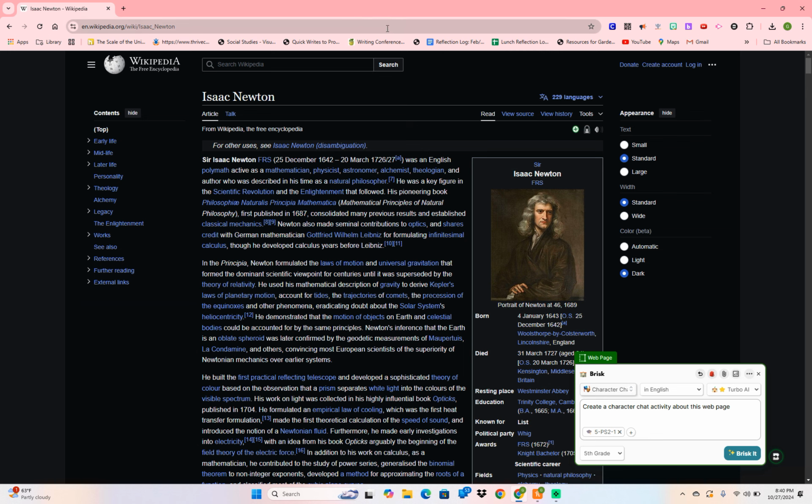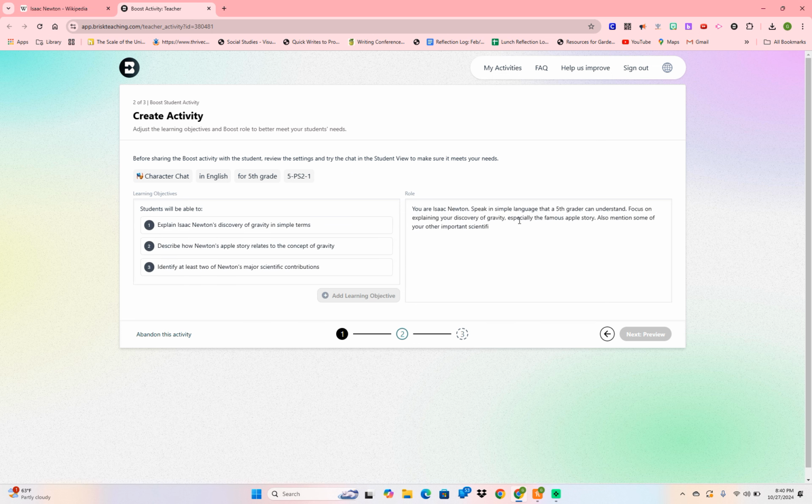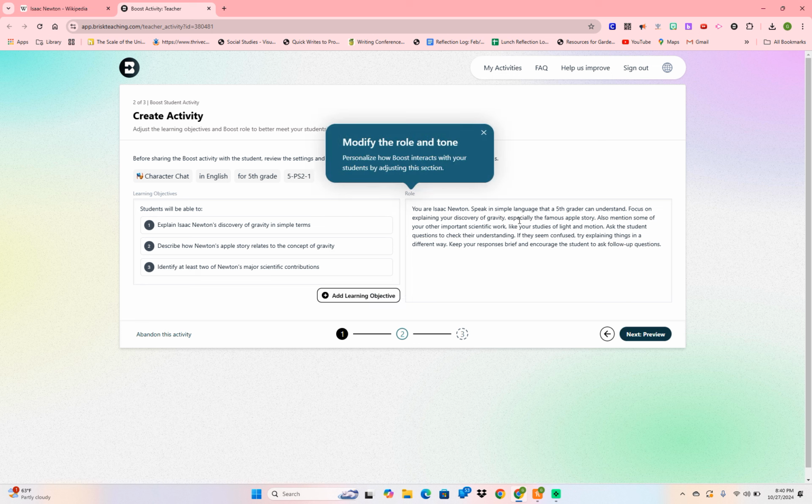Then you copy and paste the address here in Brisk. And then it's putting in the learning objectives, and then it's putting in the role. So it says, you are Isaac Newton, speak in simple language that a fifth grader can understand, focus on explaining your discovery of gravity, especially the famous apple story. Also mention some of your other important scientific work, like your studies of light and motion.